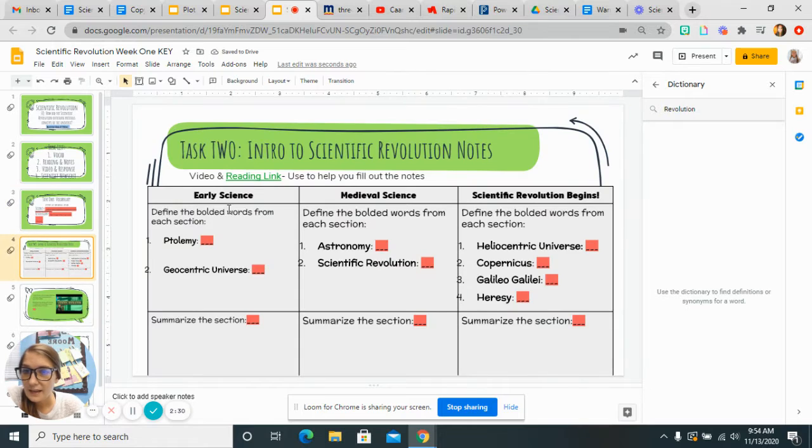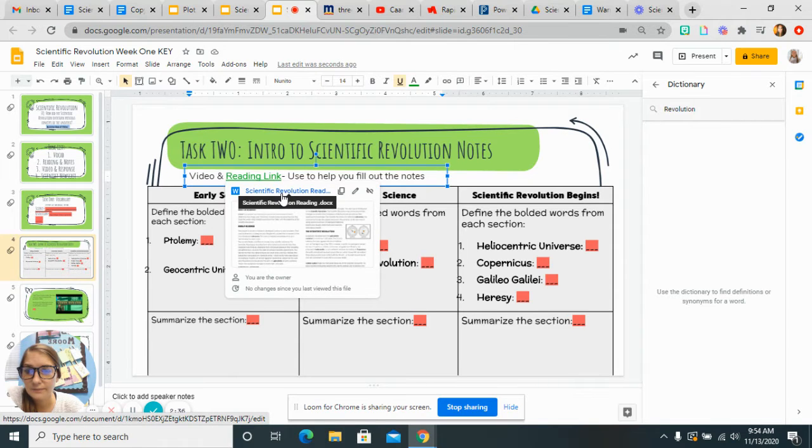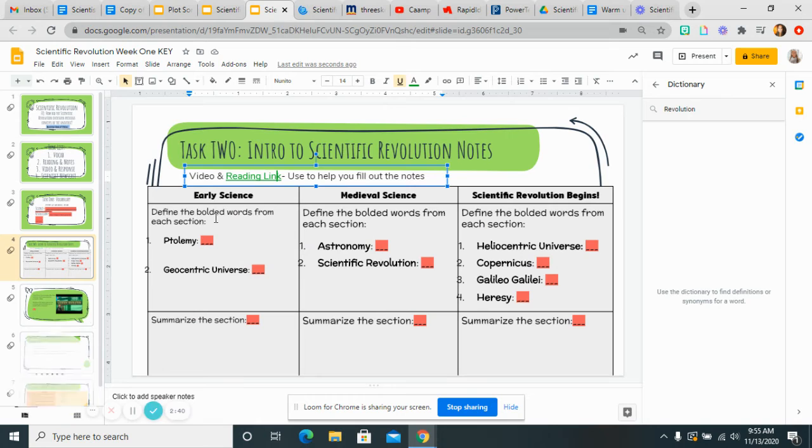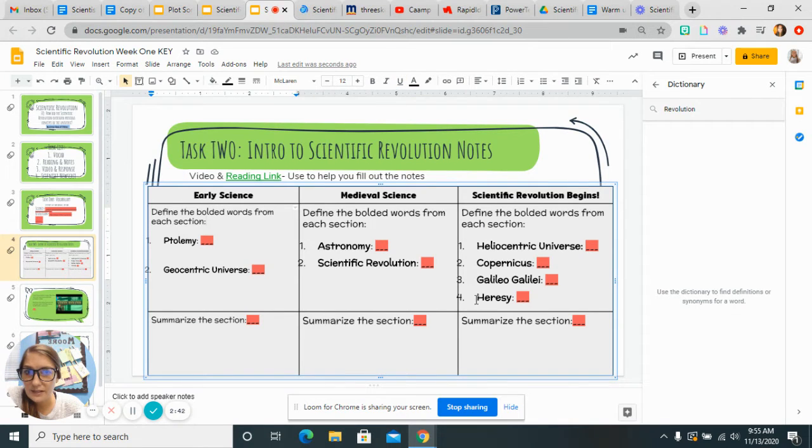All right, next we are going to do task 2, Intro to Scientific Revolution and Notes. So we've got a reading link here. I'm going to look at my questions. It separates it into 3 sections. So there's early science, medieval science, and scientific revolution begins. So in this section, there are going to be 2 words that we need to define, Ptolemy and geocentric universe. And then we're going to summarize that section in a couple sentences.